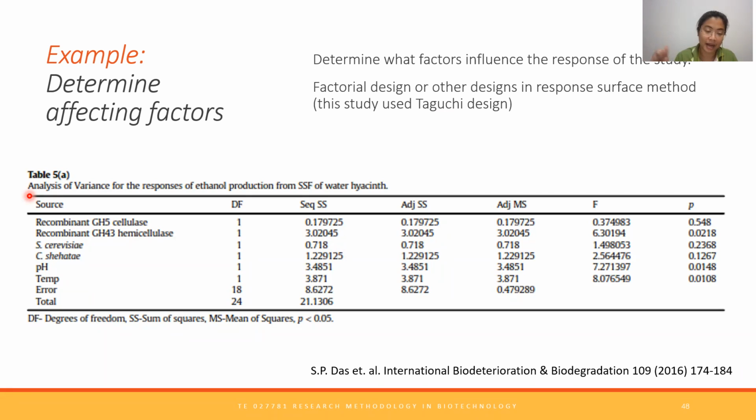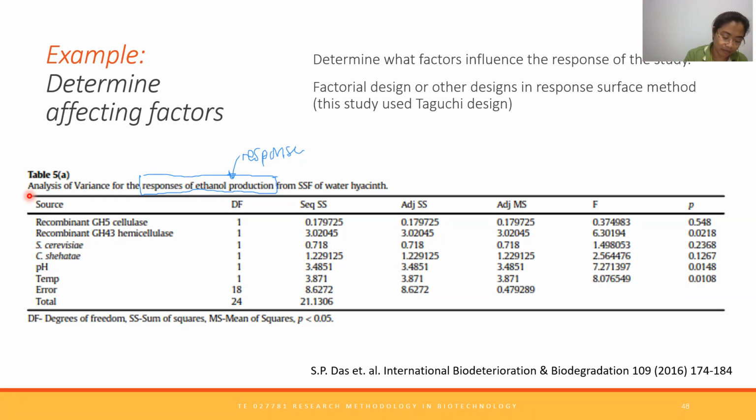So by looking at this, you know that the response this researcher is interested in is the ethanol production. So ethanol production is the response. And by looking at this, you know that there were 6 factors.